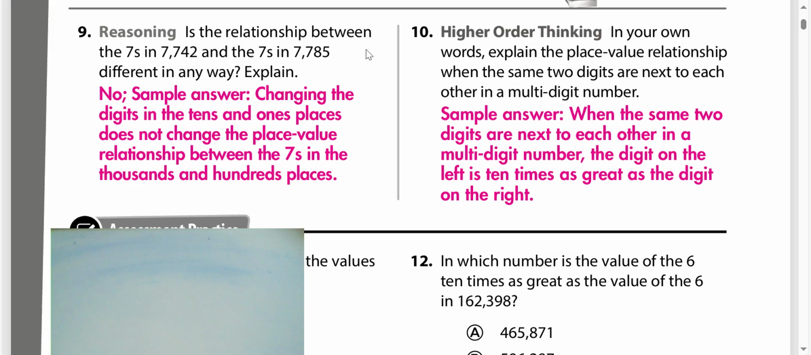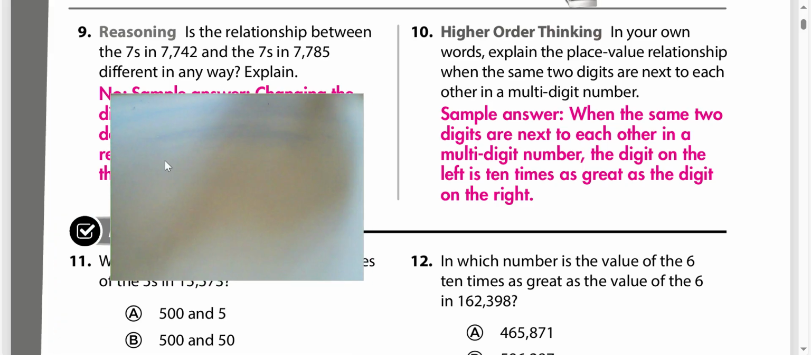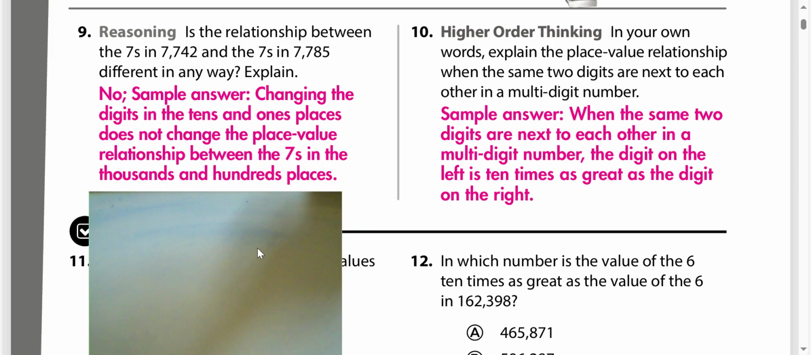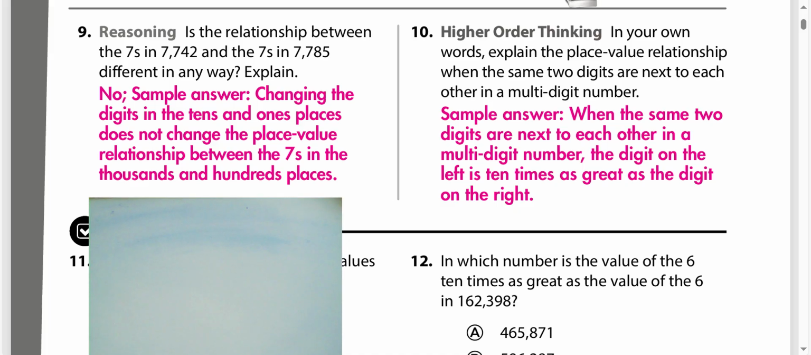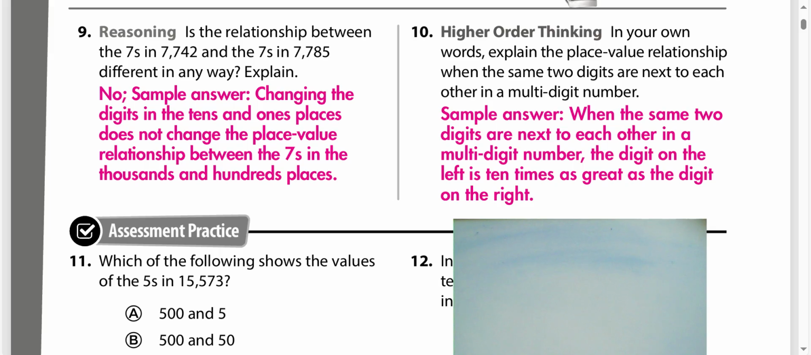What is the relationship between the 7 in the number and the other 7? Tell whether it's true or false about the different way and explain. The value of digit 7 here, we have 7,700. The simple answer: changing the digits in the tens and ones place doesn't change the place value relationship between the sevens in the thousands and hundreds place. Higher order thinking: in your own words, explain the place value relationship when the same digits are next to each other in a multi-digit number.